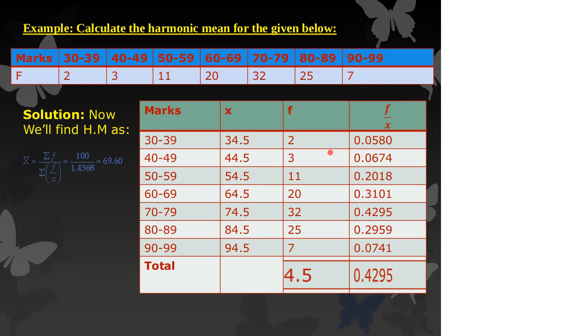I'm seeing this where we have 32 here. It was at the class of 70 to 79, which we have regrouped to be 69.5 to 79.5. So the class with the highest frequency. Here we have our frequencies as 2, 3, 20, 32, 25, and 7. The question that I posed was which is the highest frequency, which is 32.